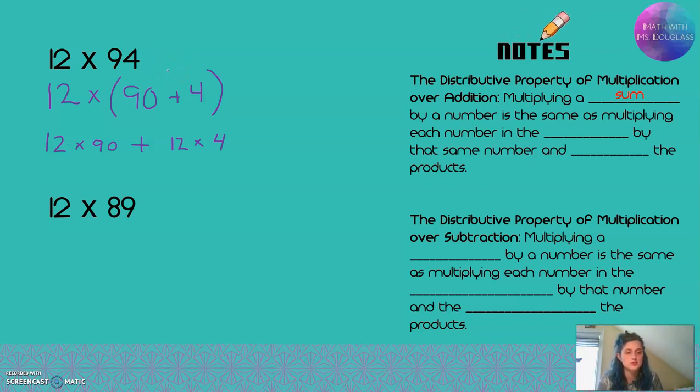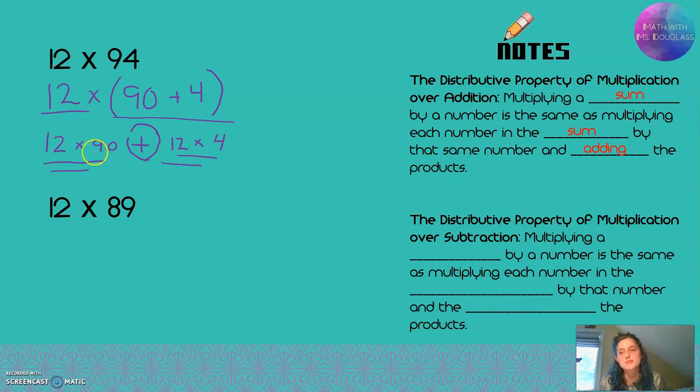Okay, let's go back to the notes. The first chunk says the distributive property of multiplication over addition. Addition, right there, adding. When you multiply a sum, remember sum means the answer to an adding problem, by a number. Okay, sum right here, 90 plus 4, by a number, 12. It's the same as multiplying each of the numbers in the sum, 90 and 4, by that 12. 12 times 90, 12 times 4, and then adding the products. The products are the answer to multiplication problems.